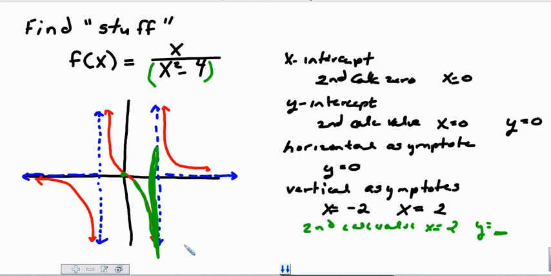So just a few very simple things that we need to be able to do for rational functions for the EOC.